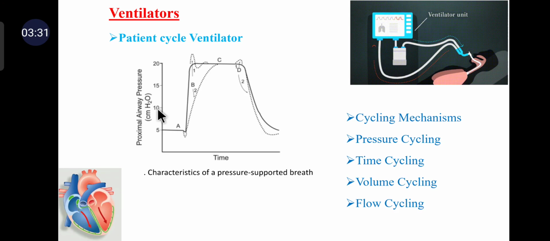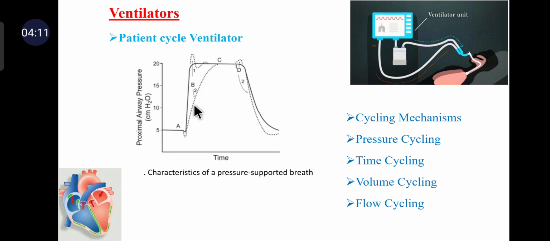In this example, the baseline pressure, that is the PEEP, is 5 centimeters H2O, and the pressure is set at 20, so the pressure support is 20 minus 5, 15 centimeters H2O. The inspiratory phase is triggered at point A by patient effort, resulting in an airway pressure decrease. The rise to pressure, that is line B, is provided by the initial flow into the airway.